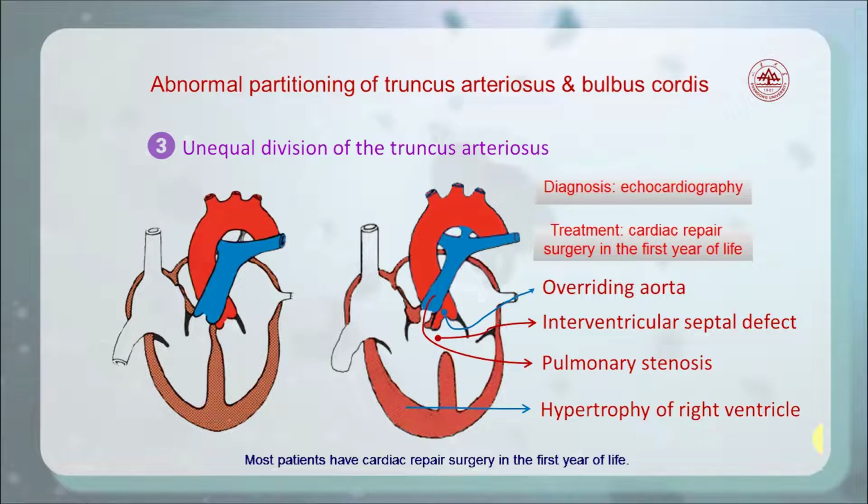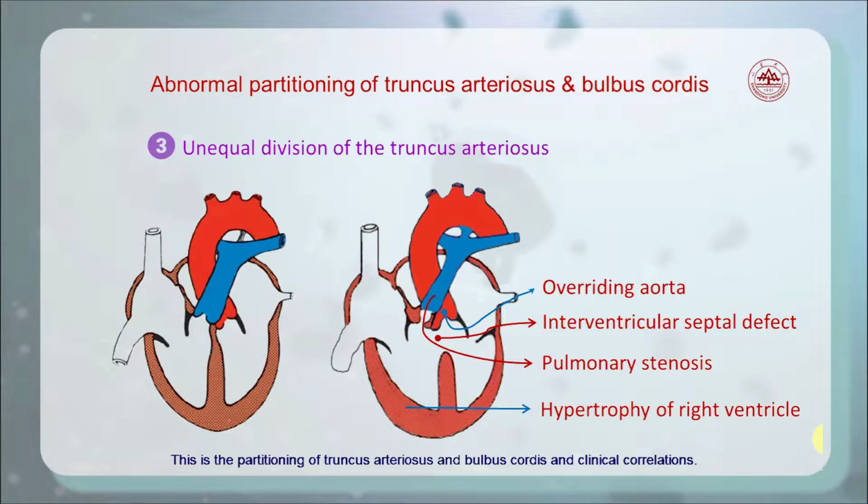Most patients have cardiac repair surgery in the first year of life. The septal defect is closed with a patch, and the right ventricular outflow tract is enlarged. Repair surgery of these 2 defects resolves the problems with the other 2 defects. Well, this is the partitioning of the truncus arteriosus and bulbus cordis and clinical correlations.